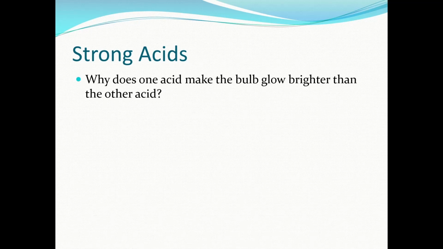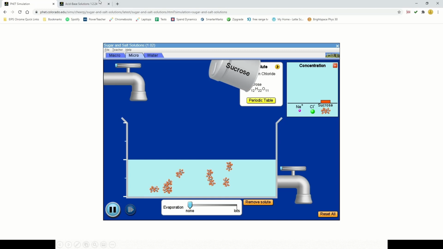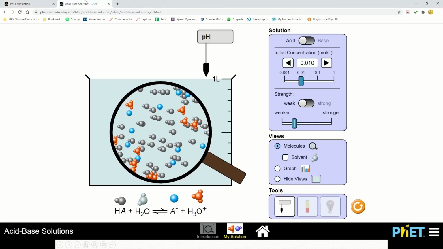So what makes one acid make the light bulb glow brighter than the other acid? So what I mean by that, let's switch to our solution here.